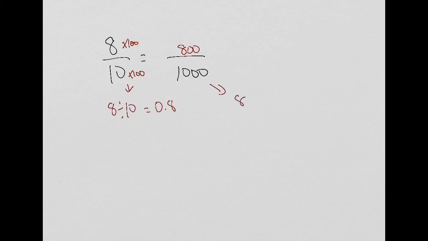8 over 10. And I want to know what this is out of 1,000. Well, you have to ask yourself, how do I get from 10 to 1,000? Well, you multiply by 100. And that's 800 over 1,000. And again, on the calculator, 8 divided by 10 is 0.8. And this here, 800 divided by 1,000, gives you 0.8. So these are all the same. I mean, they're all equivalent. So fractions and decimals are equivalent.